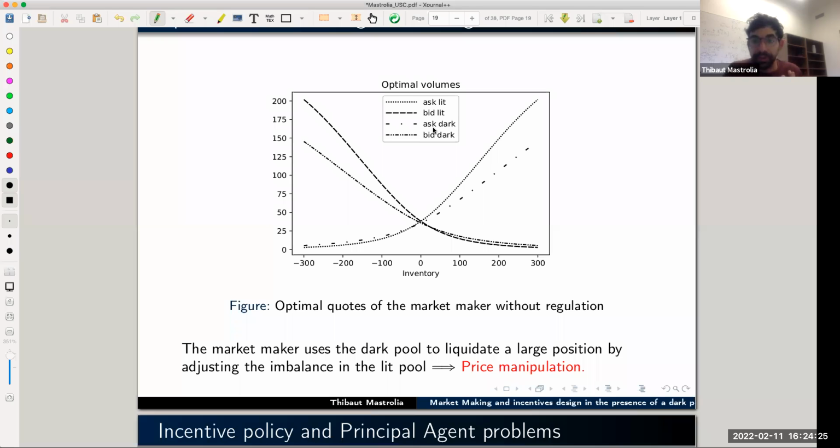What I mean is that what we want is that if you have a big volume, you execute it on the dark pool because it will avoid market impact, it will avoid price manipulation. And if you have a small volume, you use the lit pool more than the dark pool because in this case, you limit the market impact and so you limit possible price manipulations. So this example advocates for a regulation of the dark pool because in this case, the market maker is manipulating the lit pool with the action in the dark pool.